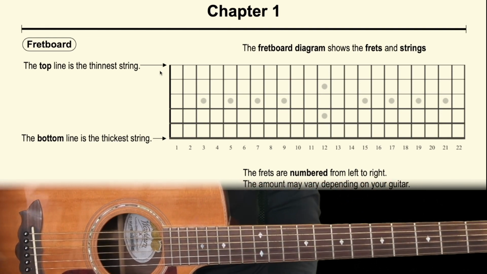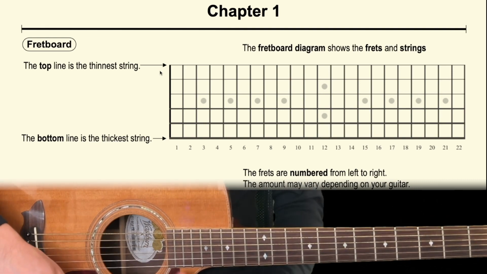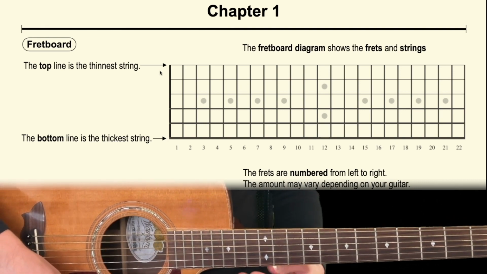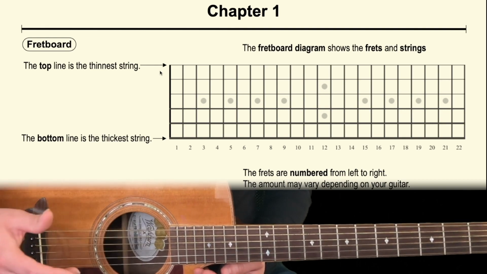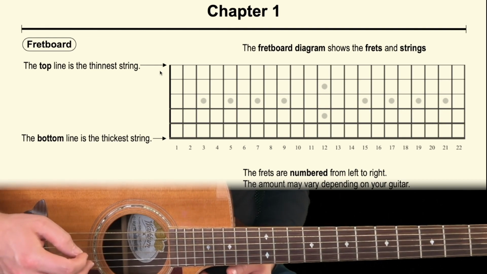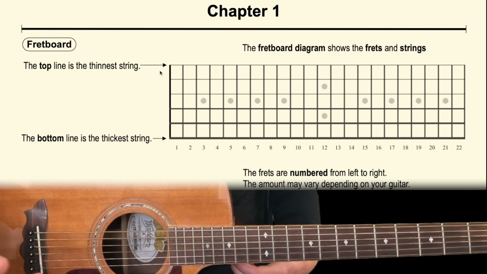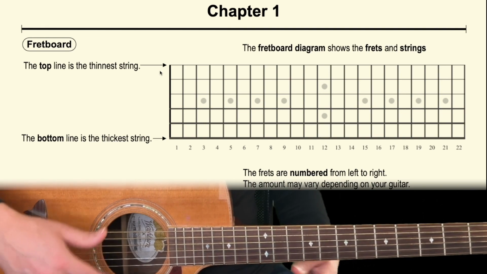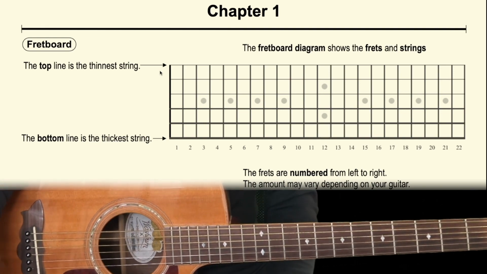The amount may vary depending on your guitar. So this one has 20. The fretboard diagram is showing 22, which a lot of electric guitars have. Some have 24 or 21. So it doesn't matter how many frets you have, you're going to have somewhere around that.